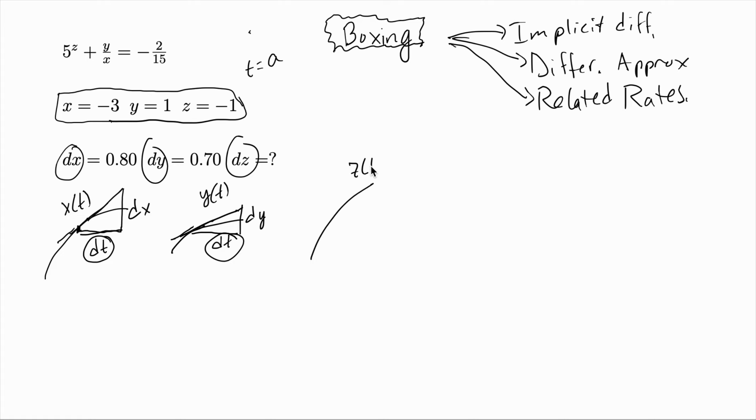So z of t, and here's a tangent line at the point t equals a, and so then you can think, okay, dz, dt, use the exact same run. So using the exact same run on all of these, and we know what the rise is of x here and the rise is here for y, we should be able to figure out this one, okay? That's kind of the goal, figuring out what that is.